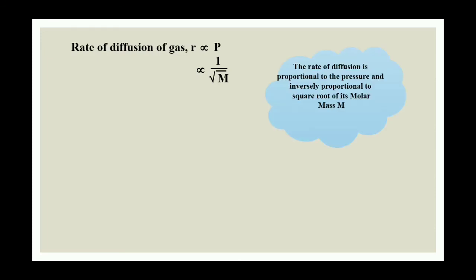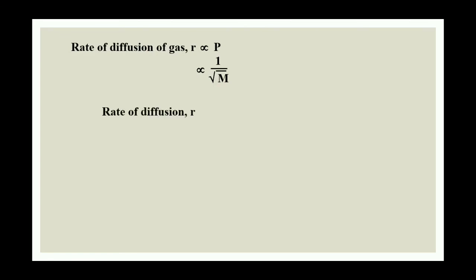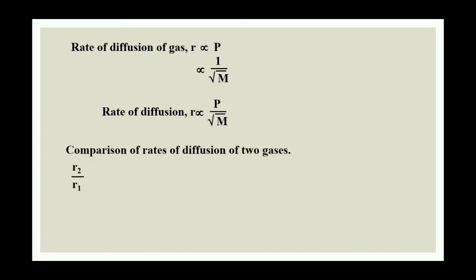Now rate of diffusion is directly proportional to pressure and it is inversely proportional to the square root of molar mass. Actually what Graham's law is telling you is the rate of diffusion of gas R is inversely proportional to the square root of molar mass. Rate of diffusion R is equal to P by root of M. If you compare the rate of diffusion of two gases, we will be getting an equation R2 by R1 is equal to P2 by P1 into root of M1 by M2. So this is one important equation of diffusion.